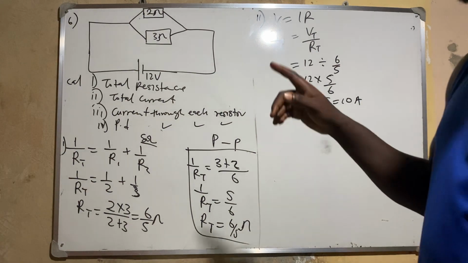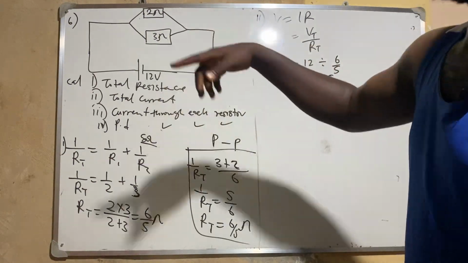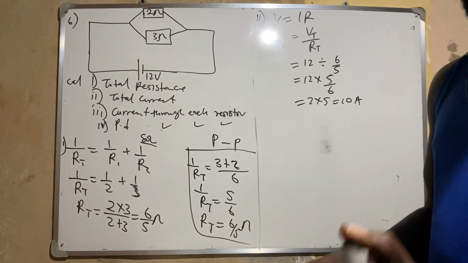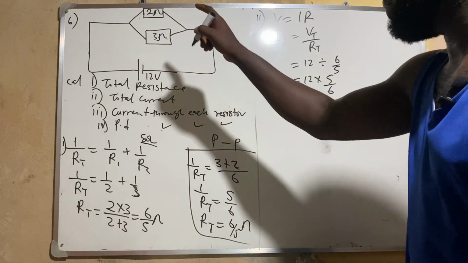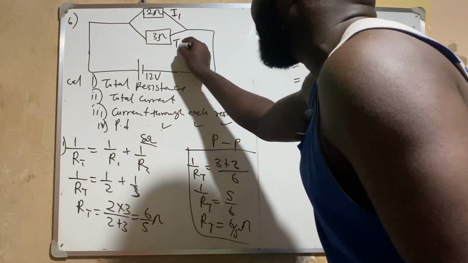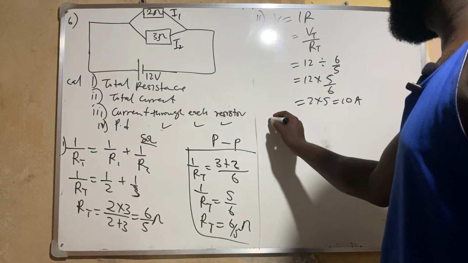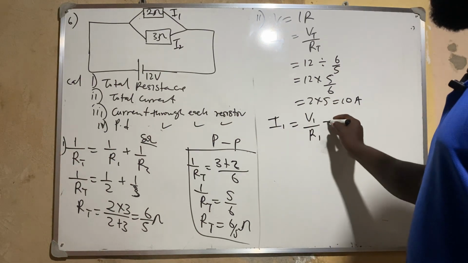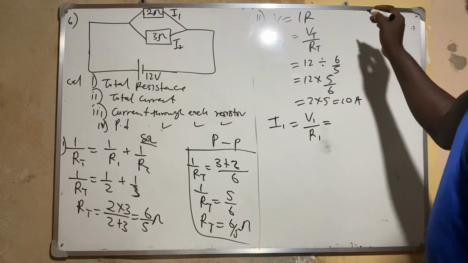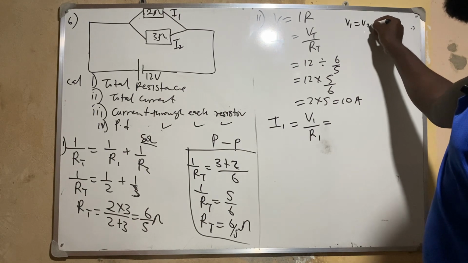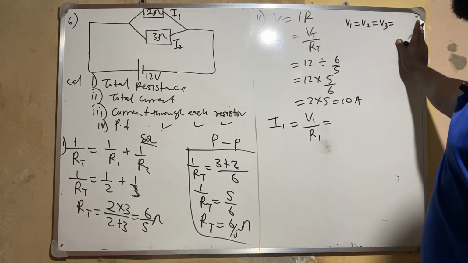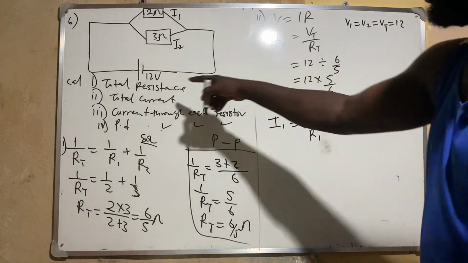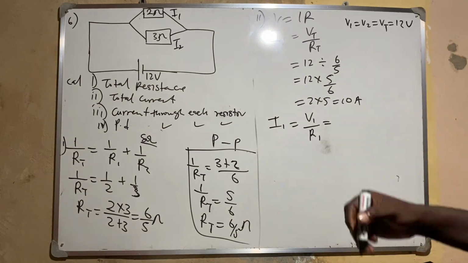So since we said that the potential difference is the same across them, it means that the currents are not the same. If the potential difference is the same, then the currents are not the same. So if I want to find the current of the first one, let me call this one I1 and then I2. So my I1 will now be V1 over R1. Don't forget that V1 must be equal to V2 and it must be equal to V3 and must be equal to the V total. And my V total there is 12. They gave me that the V total is 12, and they are equal because they are in parallel.